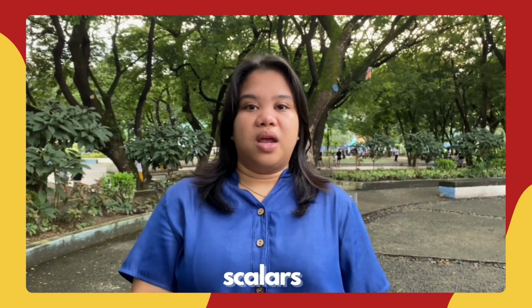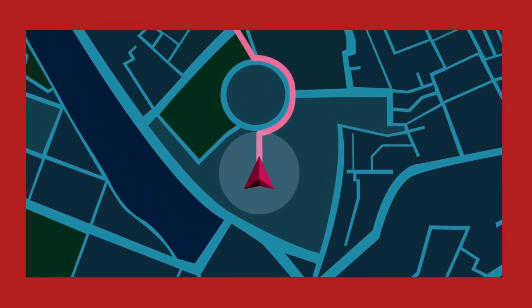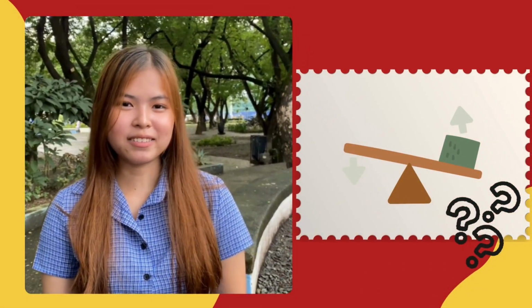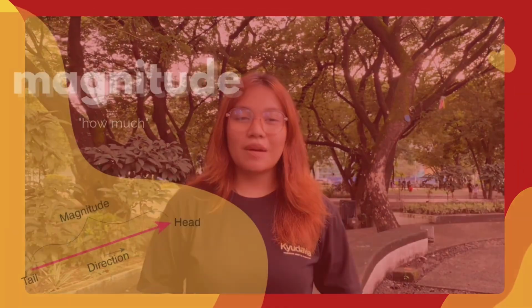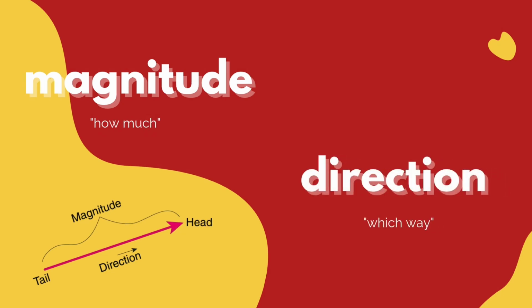Exactly. So in this video, we'll explain what vector quantities are, how they differ from scalars, and how they guide our every move in delivery and in science. Okay, Krista, tell us what these vectors really are. Sure, a vector quantity has two parts, magnitude, which means how much, and direction, which means which way.